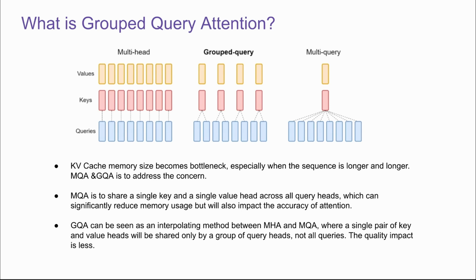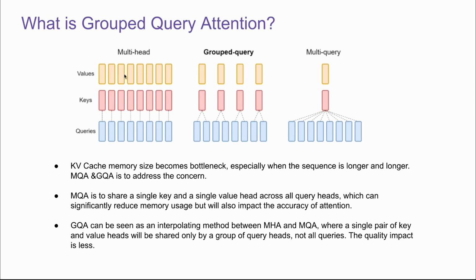Then we come to a set of new concepts. KV cache is very important in speeding up transformer-based models, but it consumes a lot of memory, and it often becomes the bottleneck, especially when the sequence gets longer and longer. So people are thinking, can we do something about it? And then people started thinking about MQA and GQA. MQA is multi-query attention, and GQA is group query attention.